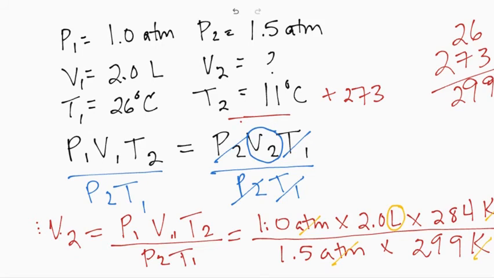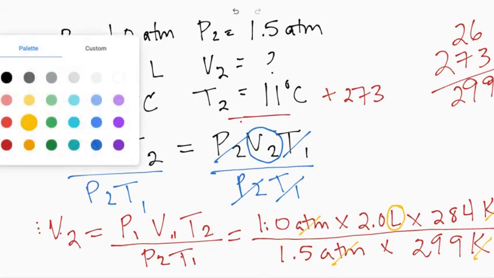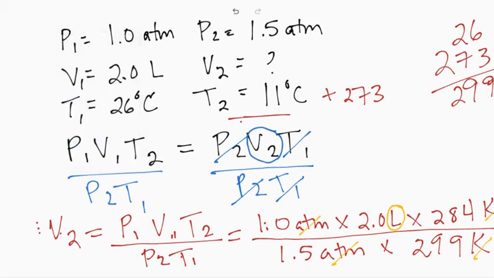Basically what I'm going to do here is put parentheses around the top numbers and parentheses around the numbers on the bottom of the fraction. If you have a calculator with parentheses, then you can do this all in one shot. 1.0 times 2 times 284, close the parentheses, and then divide that by parenthesis 1.5 times 299, close the parentheses. If your calculator doesn't have parentheses, then you need to multiply the top, write down the answer, multiply the bottom, write down the answer, and then divide the two.